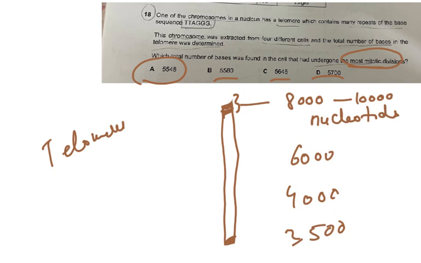So the total number of bases in the telomere were determined. What is the total number of bases found in the cell that had undergone the most mitotic divisions?